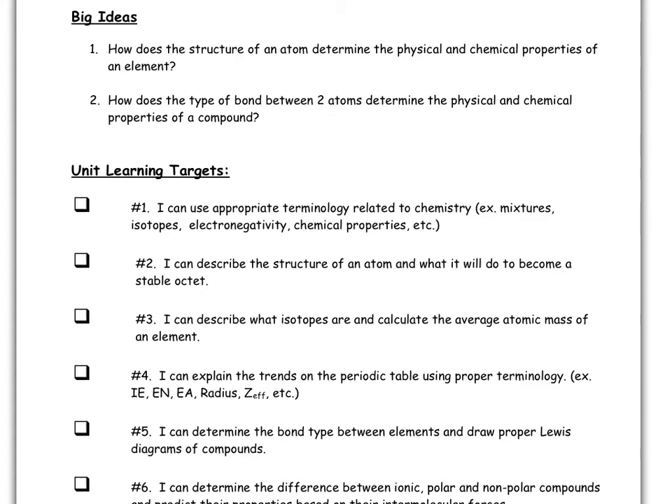In this lesson, we'll start our discussion on big idea number 2. So how does the type of bond between two atoms determine the physical and chemical properties of a compound? And focus on learning target number 5. By the end of this lesson, you should be able to determine the type of bond between elements and draw proper Lewis dot diagrams of compounds.